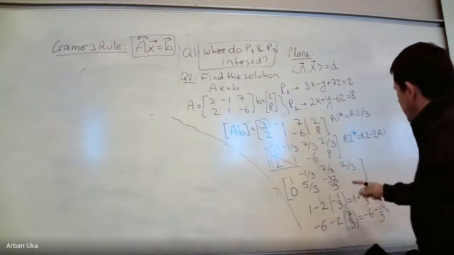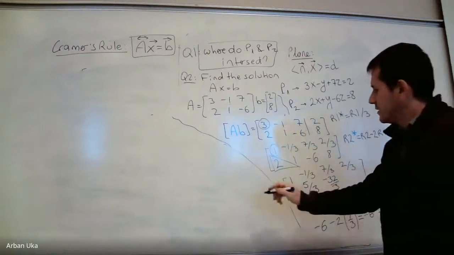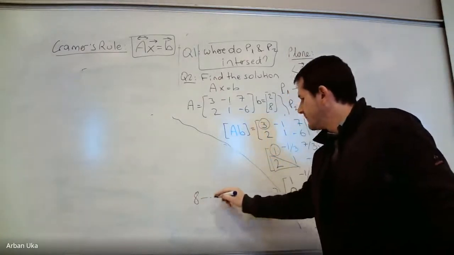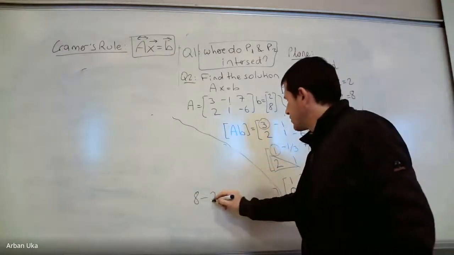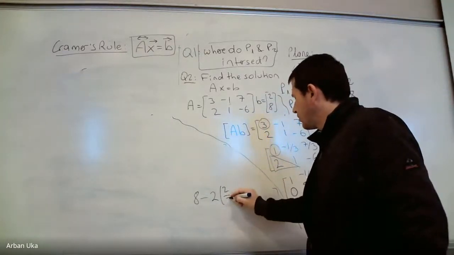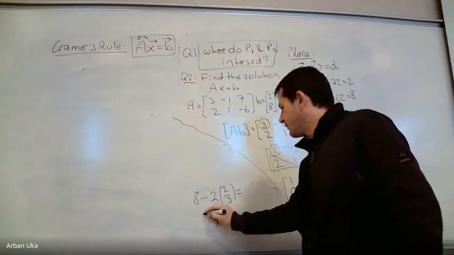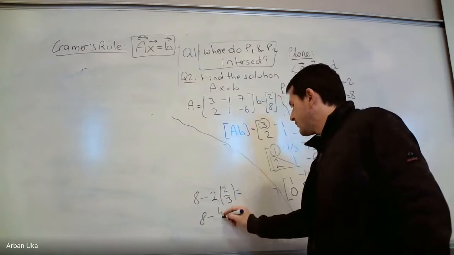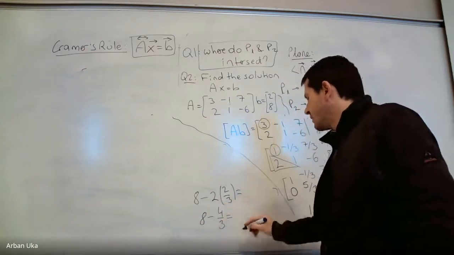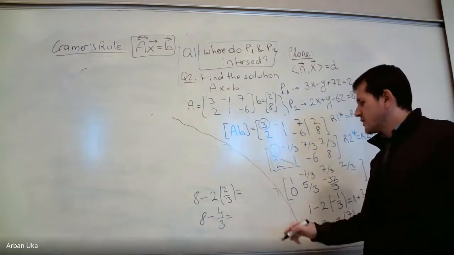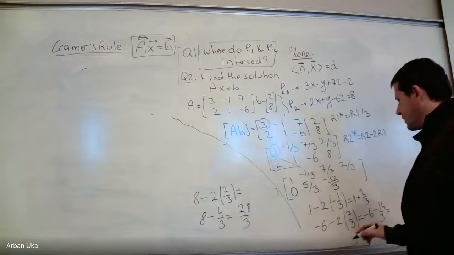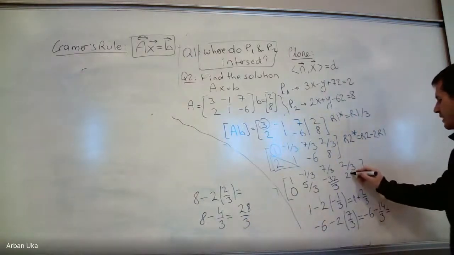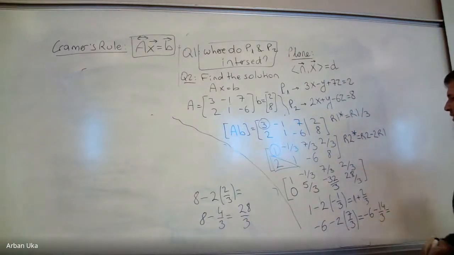Then we have here 8. Let me do this here. Minus 2 times row 1, minus 2 times 2/3, minus 2 times 2/3. This is equal to 8 minus 4 over 3. This is equal to 32 minus 4, 28 over 3. So we have here 28 over 3.